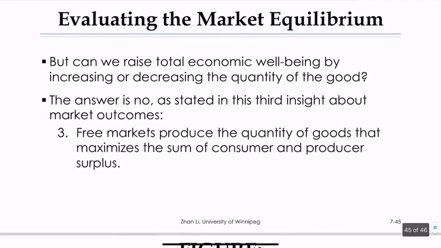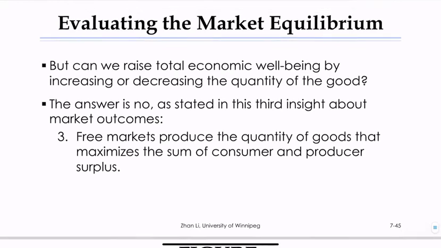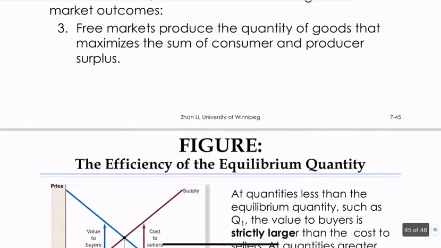Let's see. Oh, we have the third kind of argument. Can we increase total economic well-being by increasing or decreasing the quantity of the product? Well, we have made the argument, right? So the answer is clearly no, because the market equilibrium produces the quantity of products which maximizes total surplus, right? Okay, great. That's for the lecture.